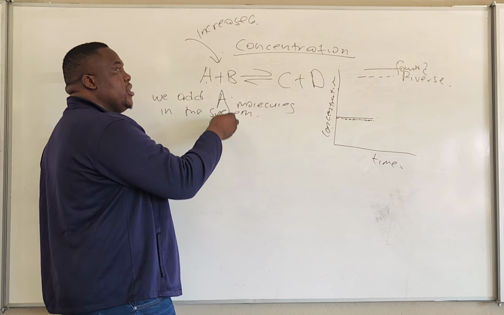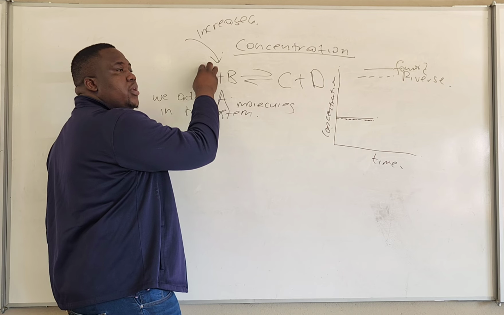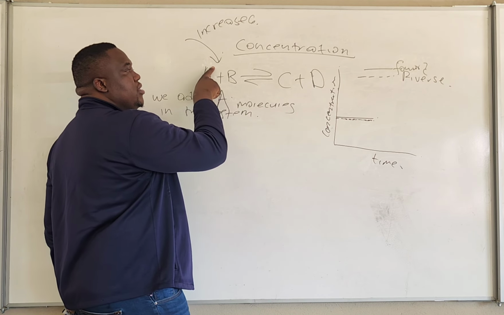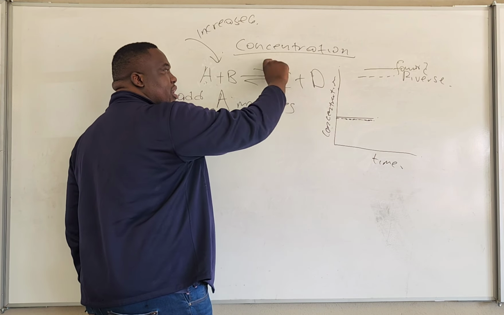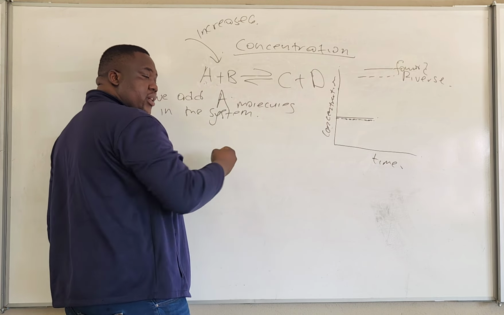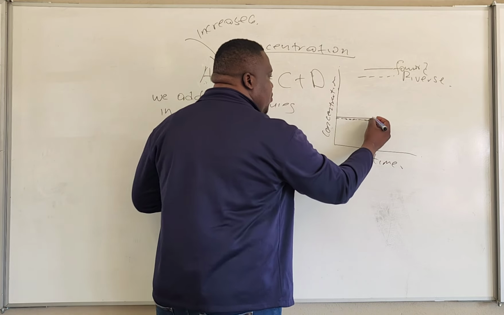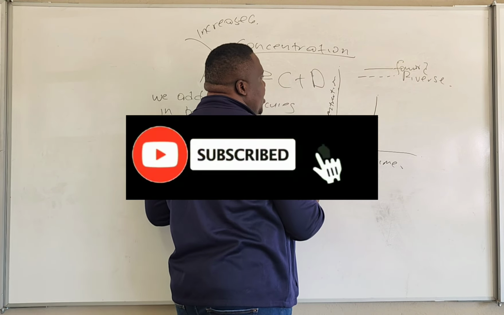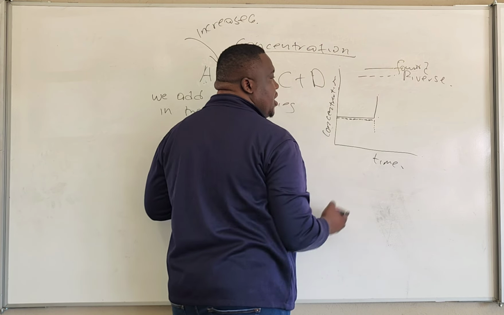What is the disturbance? We added more reactants. So if we want to return to equilibrium, we need to finish these reactants that we have added. It means the reaction that is going to be favored is the formation of products, formation of C and D, so that A decreases. You understand? So the forward reaction is going to increase, then the reverse reaction will need to decrease.